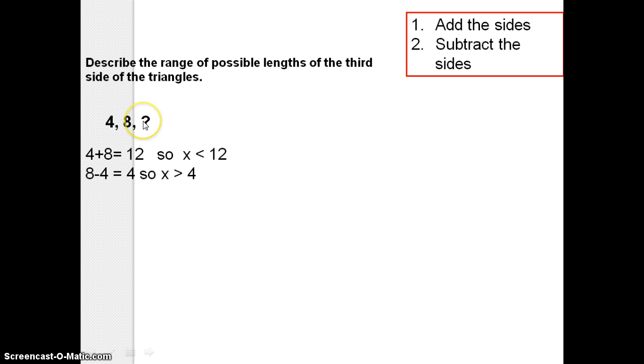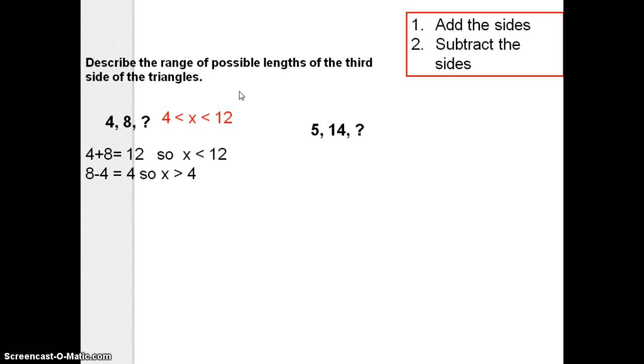If I plug in 4 here, that wouldn't work because 4 plus 4 is not greater than 8. But say I plugged in 5, which is greater than 4. 4 plus 5 would be greater than 8. So the range of sides that this could have is any number between 4 and 12. Notice it's not including 4 or 12. So these numbers would be 5, 6, 7, 8, 9, 10, and 11.